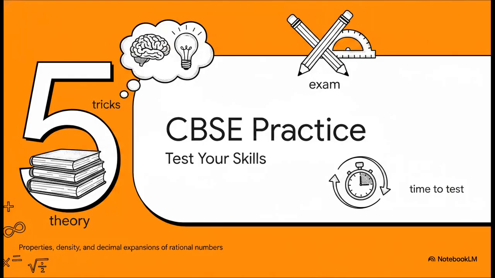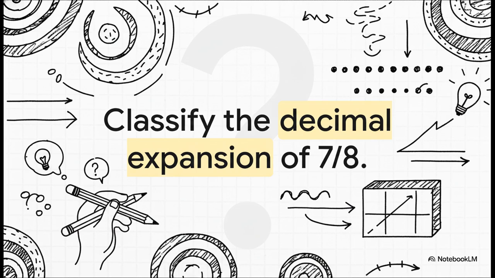Time to put it all together in Section 5, CBSE Exam Practice. You've got the theory down, you know the shortcuts. Now let's test your skills. Here is challenge number 1. Without actual division, classify the decimal expansion of 7/8. I highly recommend you pause this explainer right here, grab some paper, and try to solve this yourself first using that trick we just went over.